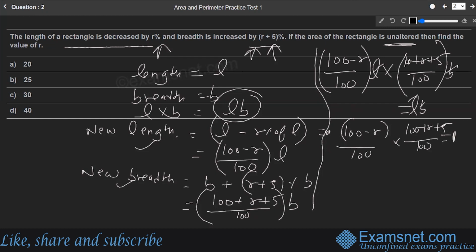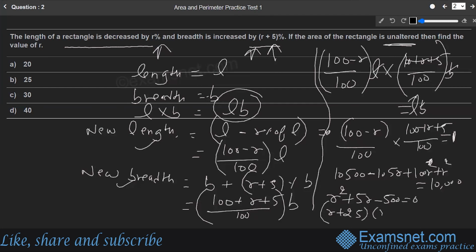If we solve this further, we can clearly create an equation out of it. So it is 10,500 minus 105r plus 100r minus r square... is equal to 10,000 on the right hand side. If we make an equation, the equation comes out to be r square plus 5r minus 500 is equal to 0. Doing the factor of this equation, we are getting the two factors r plus 25 and r minus 20 is equal to 0. Clearly, r cannot be negative, so r value can only be 20. Let us see where it is available. It is available in option number A, so that becomes the right answer.